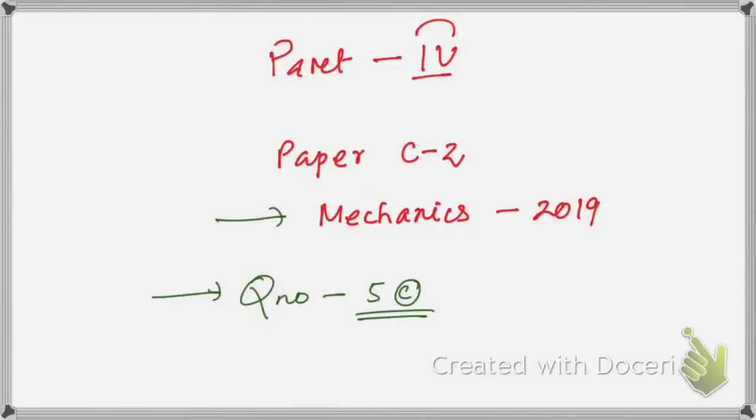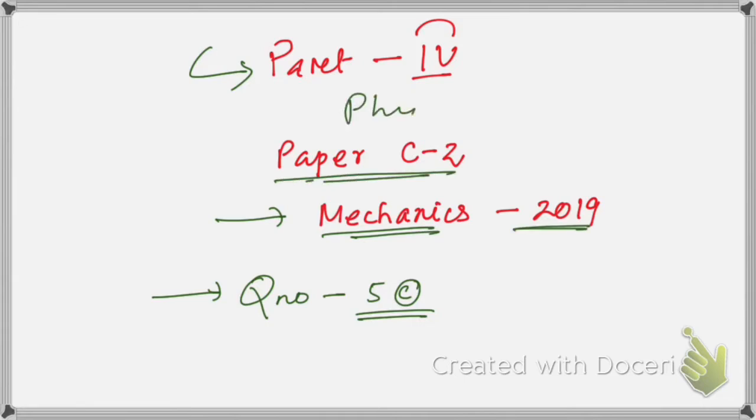Hello friends, welcome to part 4 of the Mechanics paper 2019 solution, paper C2 of physics honors for BSc first sem, and we're going to start from question number 5C.